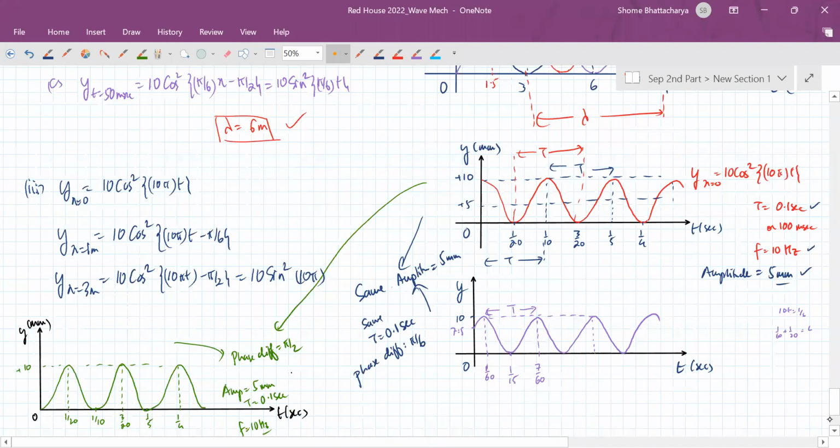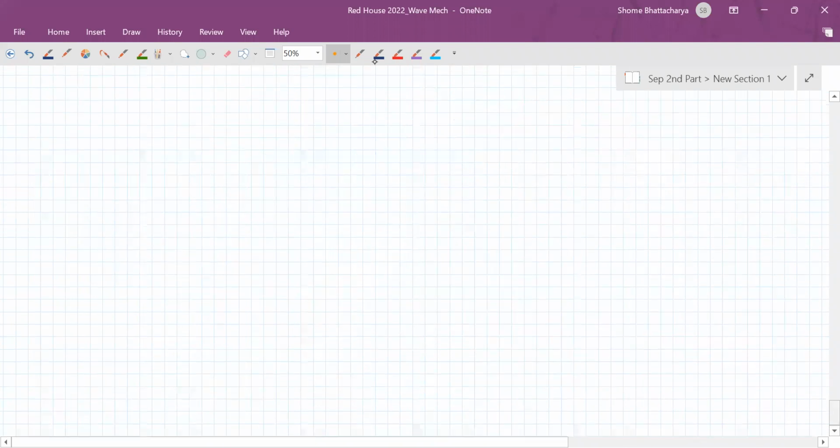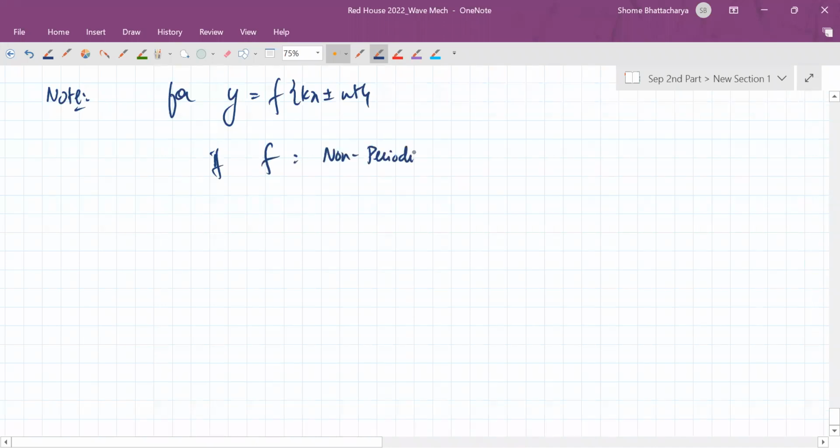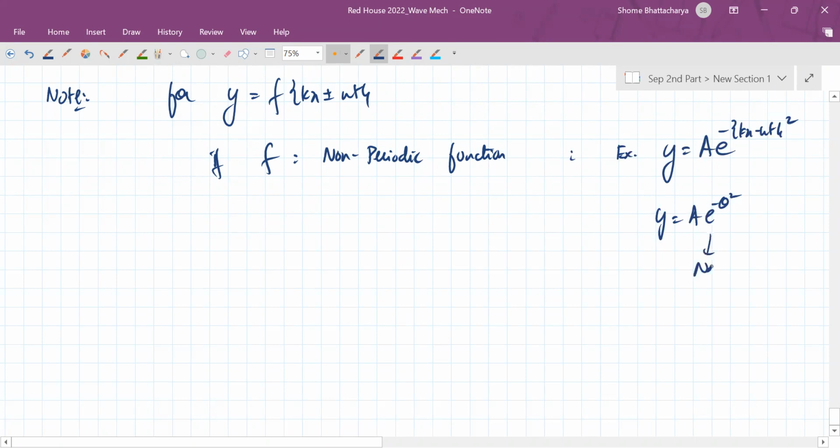Okay, so now coming back to our general classification of equations. The second type: for the general equation y is f of kx plus minus omega t, if f is a non-periodic function. For example, we had that one, y is equal to e raised to the power minus theta square. So this is a non-periodic function.